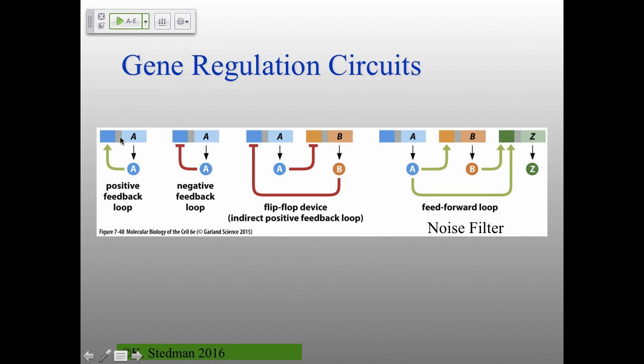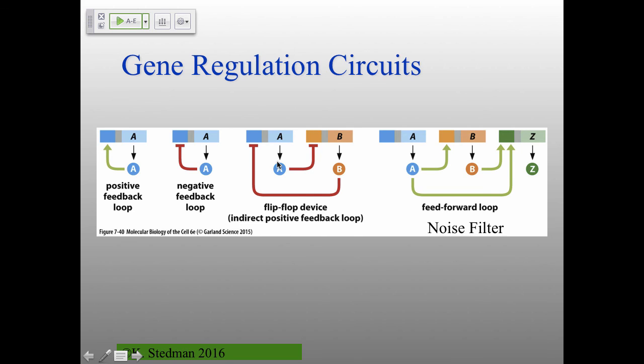We spent a lot of time talking about positive feedback loops. Again, this is the expression of one protein that leads to the expression of that same protein. You can also have negative feedback loops where a production of a gene will block the expression of that same gene. And we'll see that this is really important for keeping one particular gene product at a very defined level inside the cell.